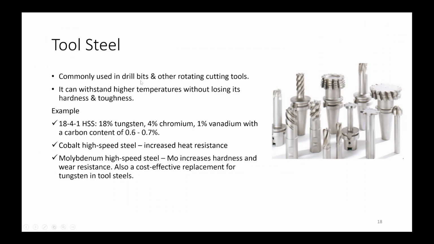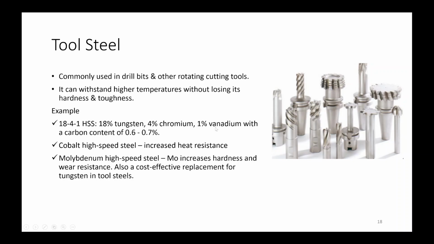These are commonly used in drill bits and other rotating cutting tools, which are shown here. It can withstand higher temperature without losing its hardness and toughness. Some alloying elements such as cobalt and tungsten are added to make them stable at higher temperatures. Now the example of tool steels is 18-4-1 HSS, high speed steel. It will have 18% of tungsten, 4% of chromium, 1% of vanadium, with a carbon content of 0.6 to 0.7%. So it is weight percent.